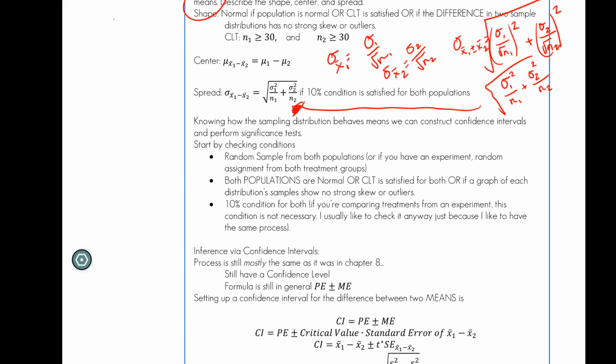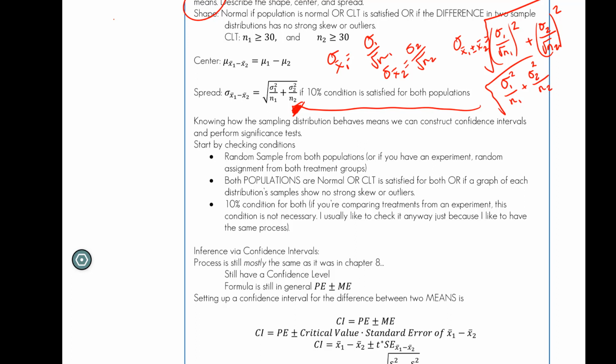Now, knowing how the sampling distribution behaves means we can construct confidence intervals. Again, you want to always start by checking your conditions. You got your random sample or random assignment. You got your normal-ish condition, right? You're looking for the CLT to be satisfied. You might have to graph a couple of distributions of sample data, which, yeah, it stinks, but you got to do it. Or if you know your populations are known to be normal, then that's great. Sometimes with these, because they can be so labor intensive, you might even see the phrase, assume all conditions for inference are met, and hey, that's the gold standard. We love that because that means we can just go ahead and do our math.